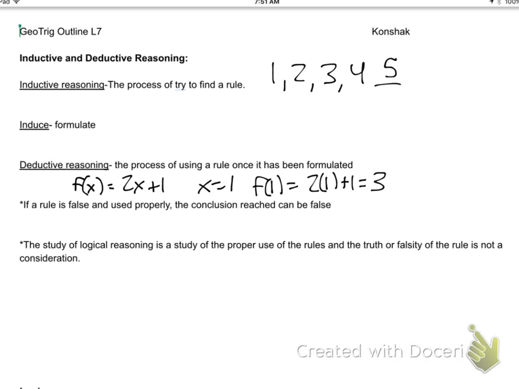Okay, the study of logical reasoning is the study of the proper use of rules. The truth or falsity of the rule is not a consideration. I could care less that people are going to argue with me that cows don't fly. But as soon as I state it, I just built a small little world, my own reality, right? Where all cows can fly. So you have to reject your reality and substitute mine.